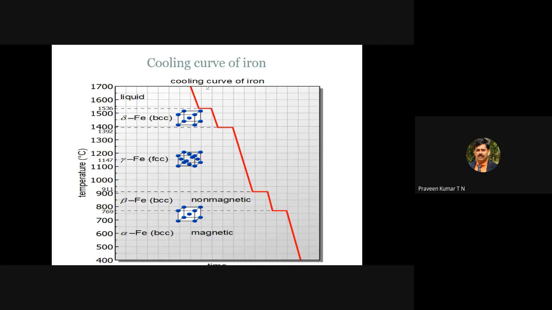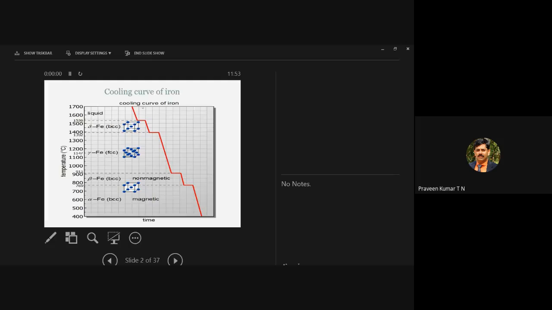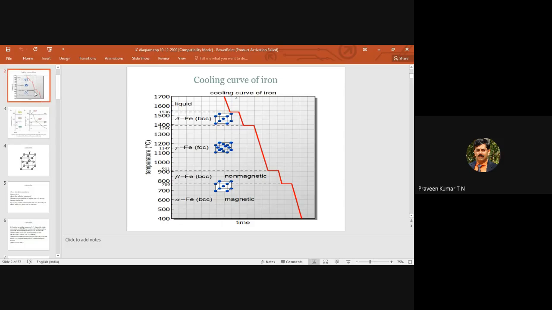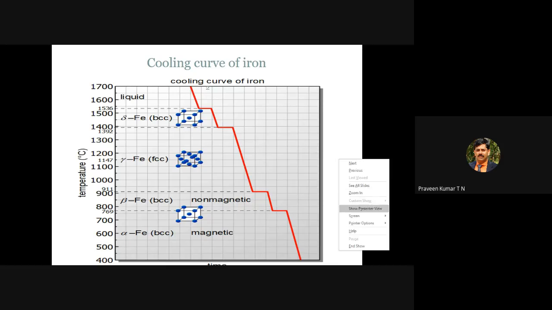In gamma phase, it is again a solid solution of carbon in iron. Fe is in FCC, Fe in FCC structure.